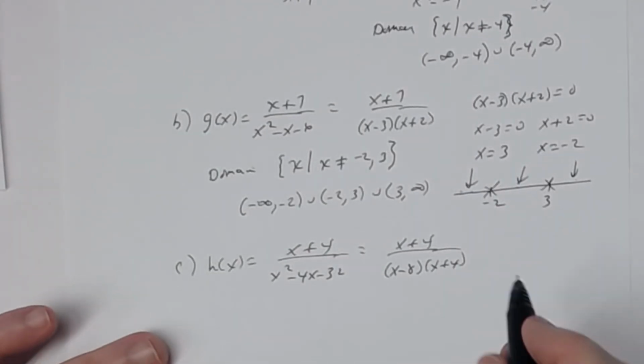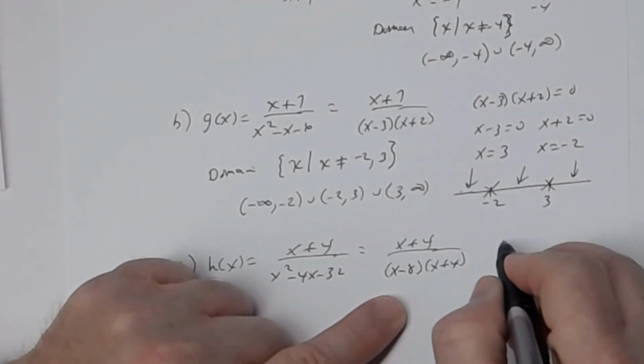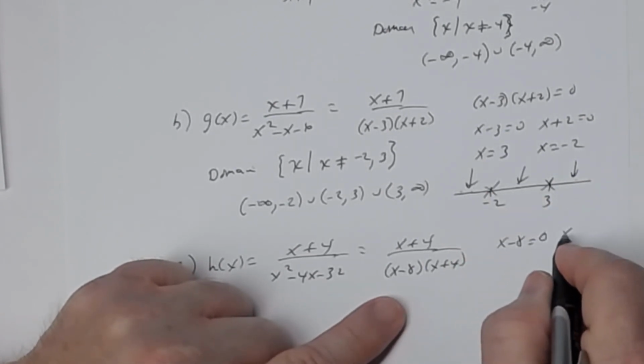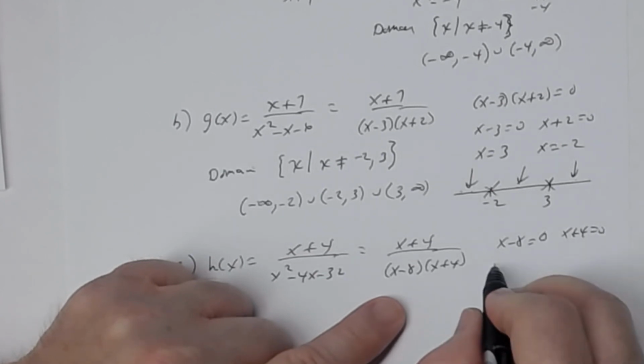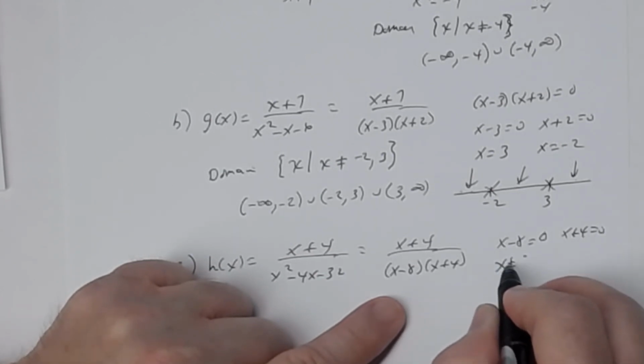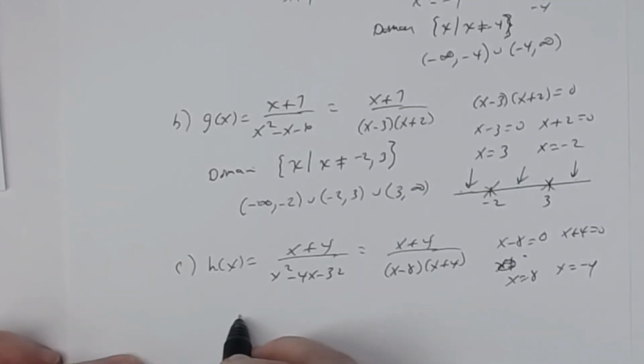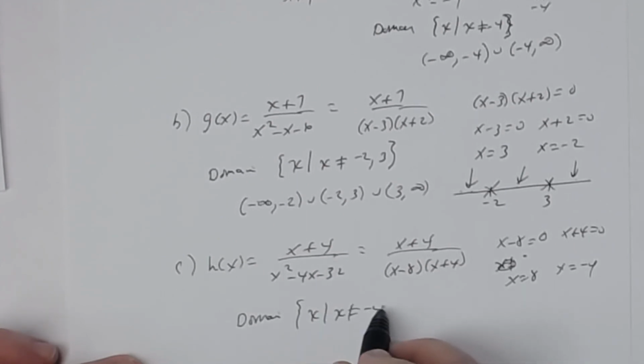But to talk about the domain, you set each of those equal to 0, just like we did with this one. So you have x minus 8 equals 0, x plus 4 equals 0. So x cannot equal 8, x cannot equal -4. So then the domain would be the set of x's such that x does not equal -4, 8. Okay? All right, now let's go to D.